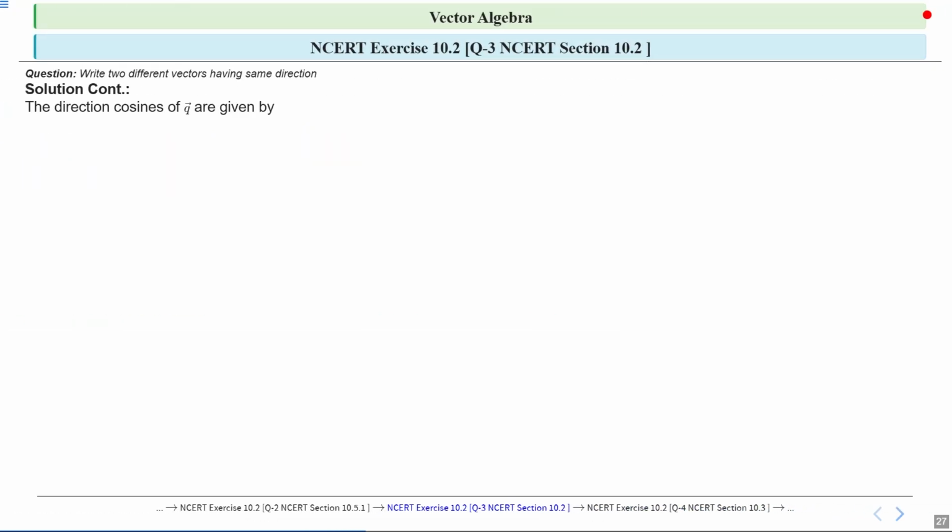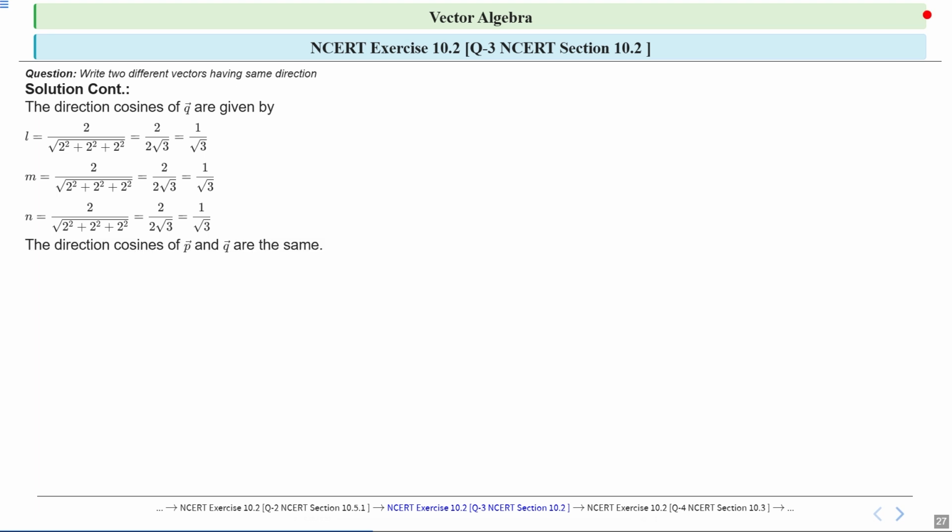The direction cosines of q vector are given by l is equal to 2 upon root over 2 square plus 2 square plus 2 square, which is equal to 2 upon 2 root 3, which is equal to 1 upon root 3. m is equal to 2 upon root over 2 square plus 2 square plus 2 square, which is equal to 2 upon 2 root 3, which is again equal to 1 upon root 3. n is equal to 2 upon root over 2 square plus 2 square plus 2 square, which is equal to 2 upon 2 root 3, again equal to 1 upon root 3.